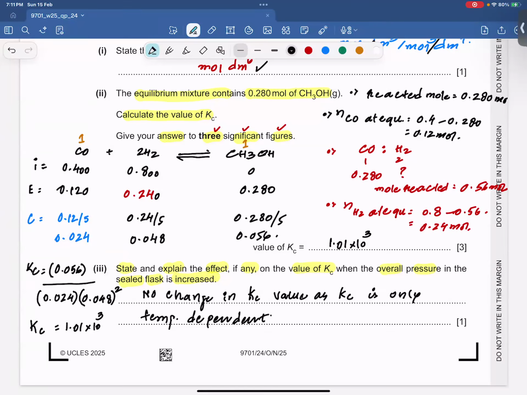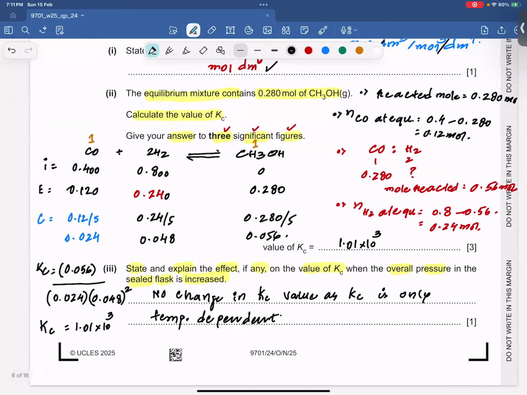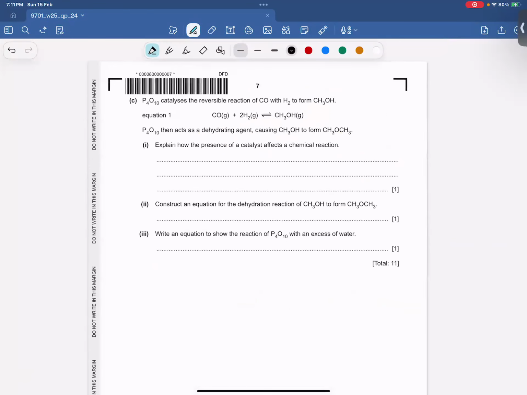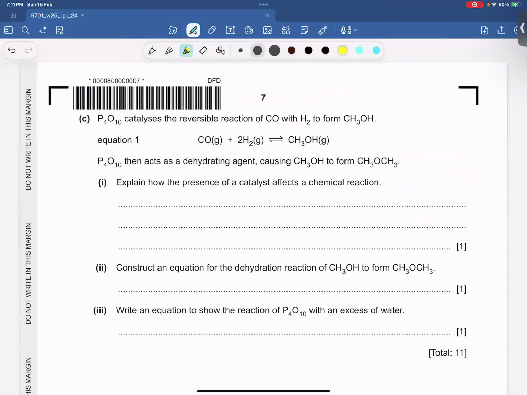Okay, so no change in Kc value, as Kc is only temperature dependent. P4O10 catalyzes the reversible reaction of carbon monoxide with hydrogen to form methanol. P4O10 then acts as a dehydrating agent, causing methanol to form dimethyl ether or methoxymethane.